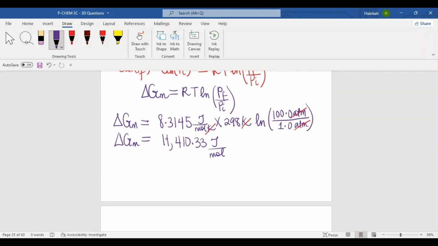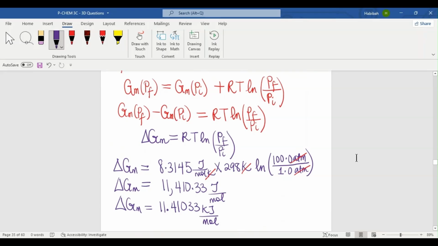But one thing you have to understand is that whenever you're dealing with Gibbs energy, as well as enthalpy, they are usually written in kilojoules per mole. So what we can do is convert this to kilojoules per mole. So the change in molar Gibbs energy is going to be 11.41033 kilojoule per mole. And this is basically the answer to our question.